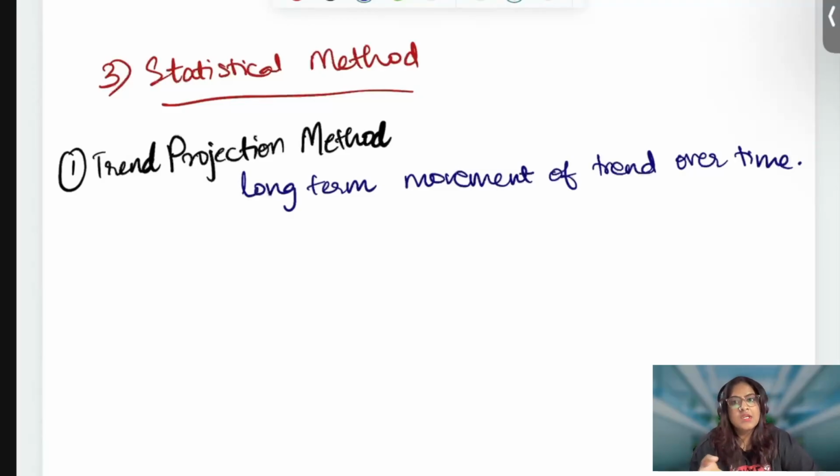However, there is a major limitation here, that is, the method tells us what is happening, but it will not explain why it is happening. It does not establish a cause and effect relationship. So it requires reliable historical data but lacks deeper analysis. So trend projection method looks over historical data, that is long-term movement of the demand over the years. You will have time series data based on which you will forecast the future demand.